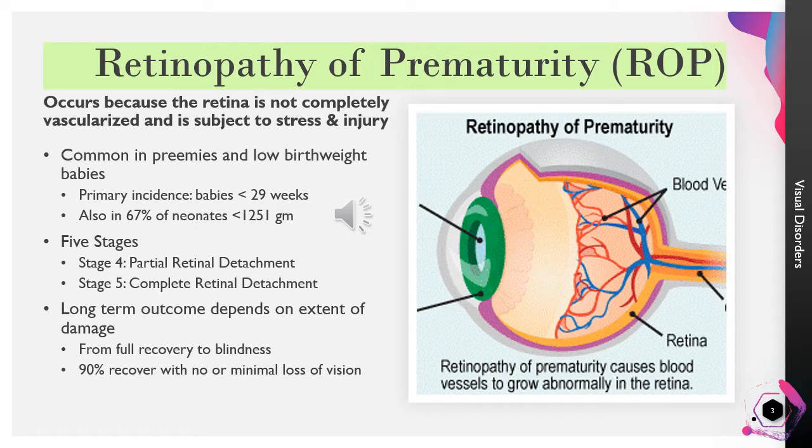Again, this is usually found in infants before 29 weeks of gestation and 67% of babies that weigh less than 1251 grams. There are 5 stages, stage 4 being partial retinal detachment and stage 5 being complete retinal detachment. And stage 5 is the most severe. Long-term recovery really depends on the extent of damage. It can range from a full recovery to complete blindness, but 90% of neonates will recover with minimal or no loss or blindness.